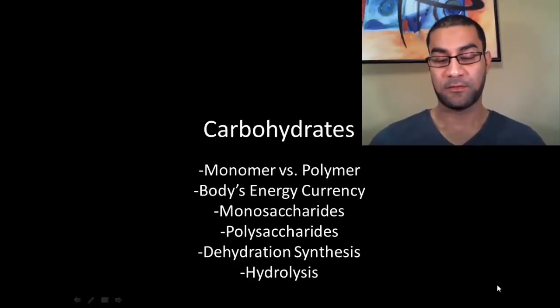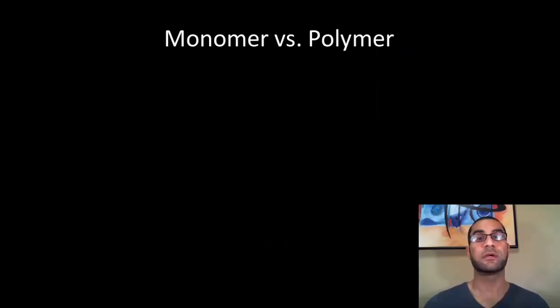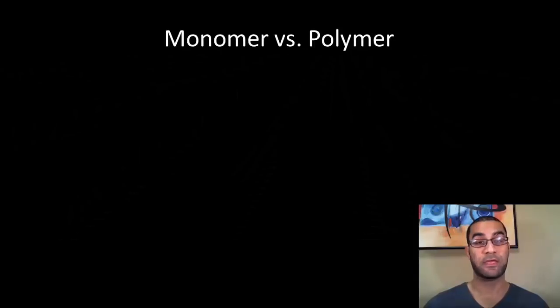So first, before we get into any of the specifics on carbohydrates, let's first talk about the concept of a monomer versus a polymer. Now, if you know anything about prefixes and their origins from different languages, usually Latin or Greek based, the prefix mono means one or singular, right? Whereas the prefix poly means many. So if I refer to something as a monomer, then I mean that it's a single piece by itself.